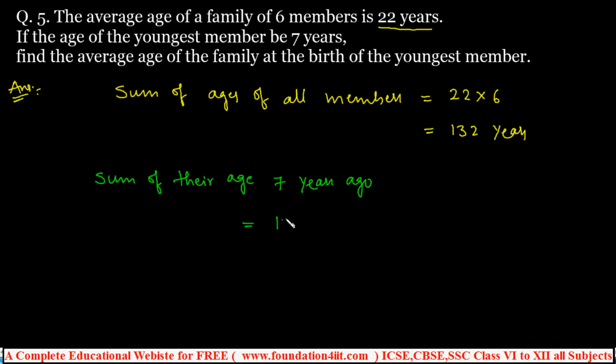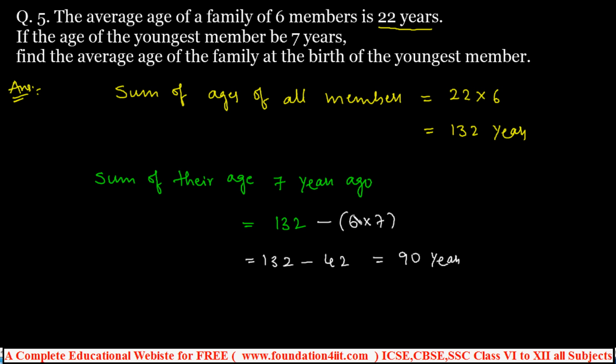So from 132, what do we have to subtract? From 132, not only 7. So for all the members, every member 7 you have to subtract. So total 6 members, from every member 7 we have to subtract. That means 6 into 7, 42. So 132 minus 42 is 90 years. Okay, 7 years ago the sum of their ages is 90.